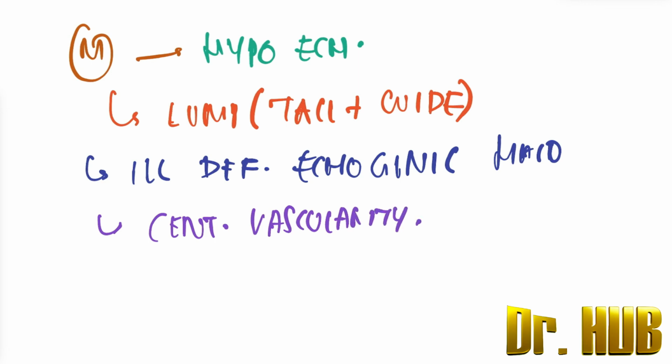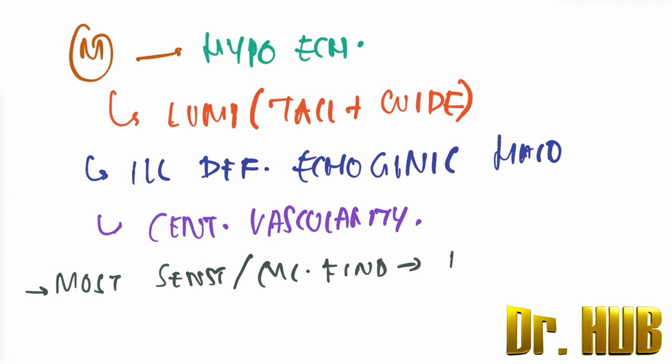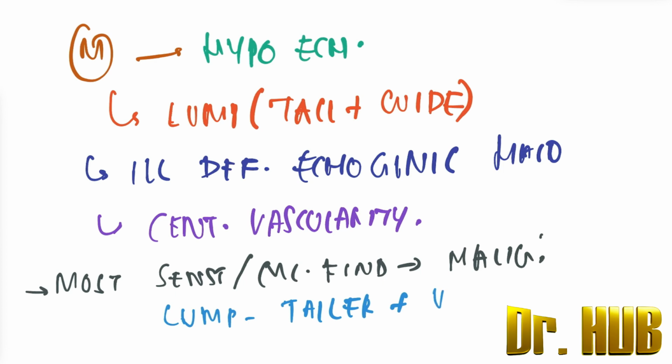So the most sensitive and the most common findings of the malignancy on the USG is, so what is the most? So there are some important pointers. The most sensitive and the most common finding of the malignancy. So what is the answer? The answer is the presence of the lump. It will be taller and wider. So the lump being taller as well as wider.